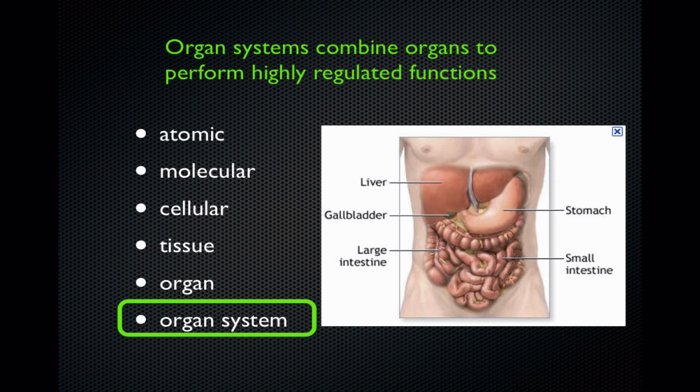Okay, we're going to move up to organ systems. This is a nice picture of a digestive system made up of lots of different organs. You probably already know about the stomach and the intestines, okay, two different sizes of intestines. You may not know, but you should know now that the liver is part of the digestive system along with the gallbladder. So all these work together to digest and process the food that we eat. A good example of an organ system made up of individual organs.